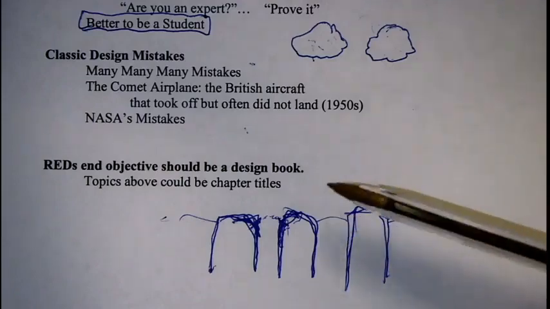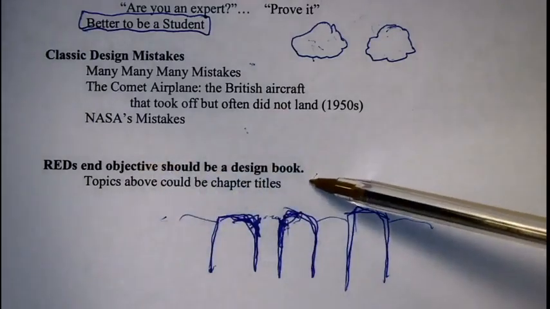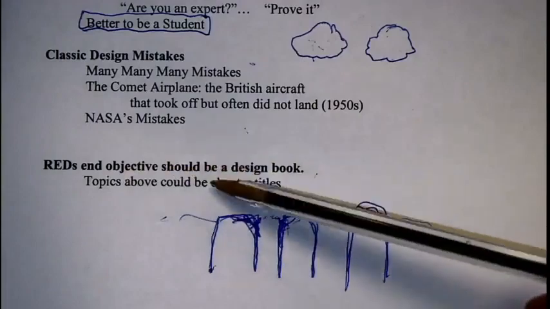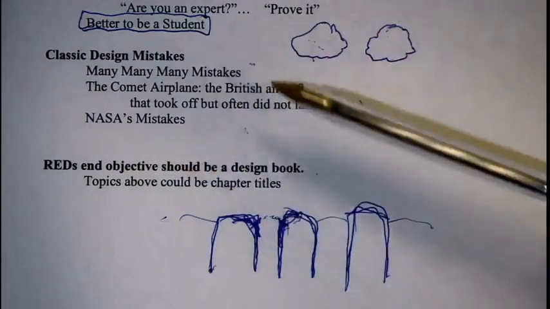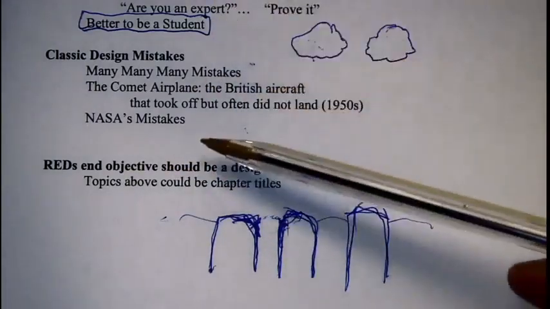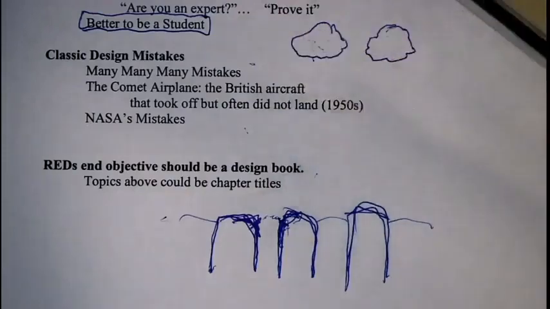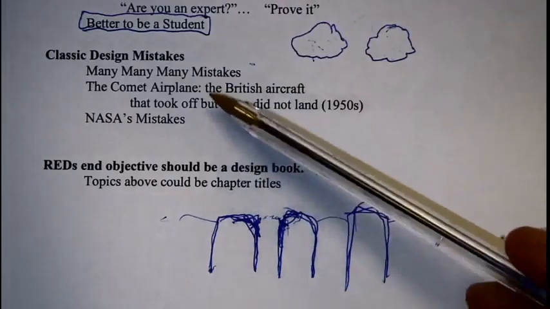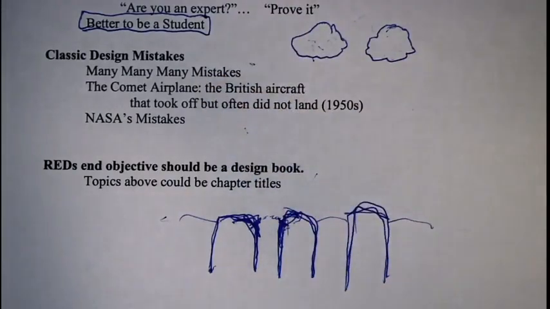So I think the RED project should end with a design book. Topics above could be chapter titles. Like you could probably spend a whole chapter on human interactions. You could spend another chapter on design mistakes. And young people can learn from design mistakes.